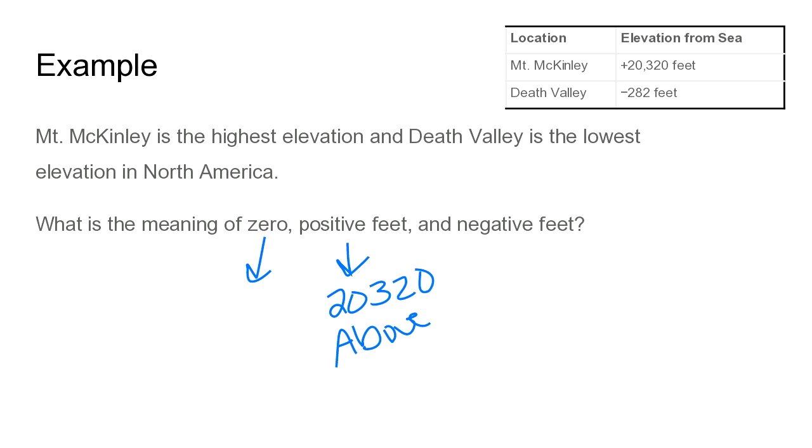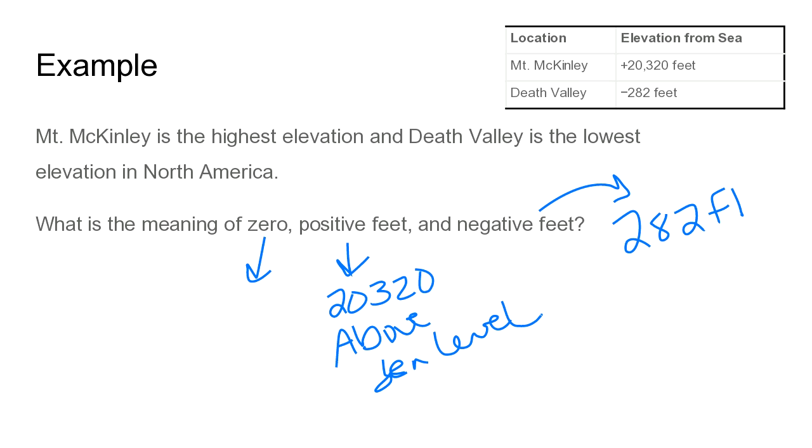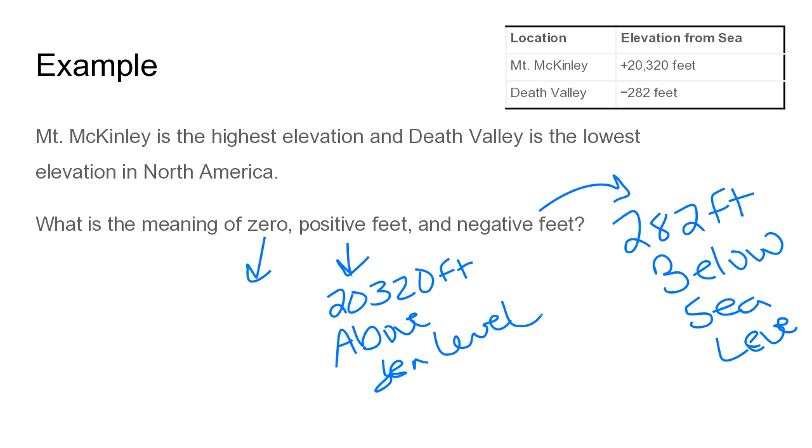Okay. So we talked about the positive feet being above sea level. And we talked about the negative feet being below sea level. Let me put feet here. We always want to use our measurements. What do both of these answers have in common? Both answers have something in common.